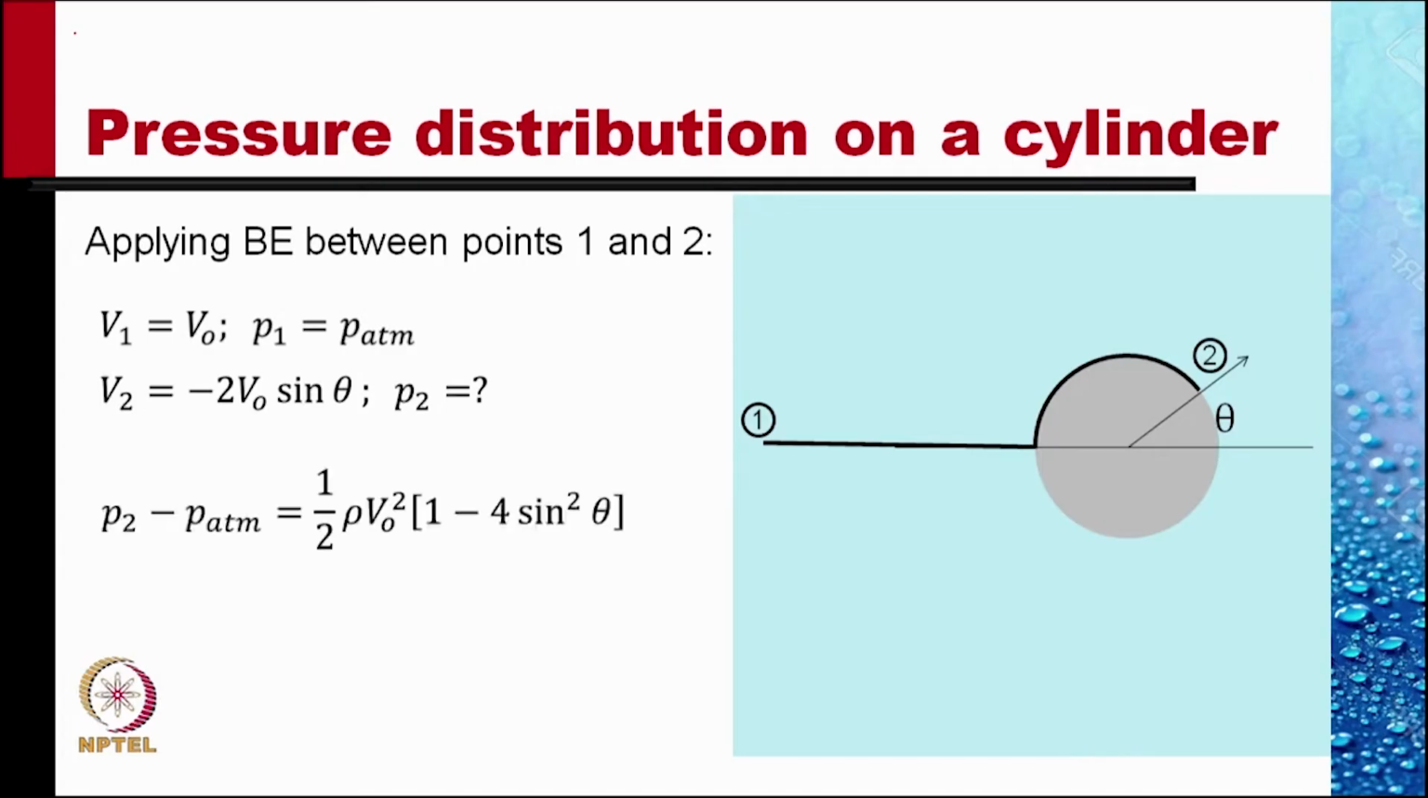If we apply the Bernoulli equation, that is, the kinetic energy plus the potential energy plus the pressure term is the same at point 1 and point 2, we get this result: P2 minus P atmospheric, that is the gauge pressure at point 2, is 1/2 rho V naught squared times 1 minus 4 sine squared theta. We define a pressure coefficient Cp as this gauge pressure divided by 1/2 rho V naught squared, and this comes out to 1 minus 4 sine squared theta.